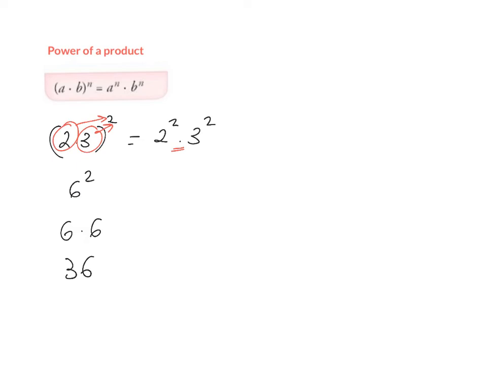So let's see if we get the same result. 2 to the 2nd is 4 and 3 to the 2nd is 9. And 4 times 9 is 36. So we get the same result. So I can first multiply the numbers and then raise the result to the exponent, or I can raise each number to the exponent we have and then finally we multiply them.